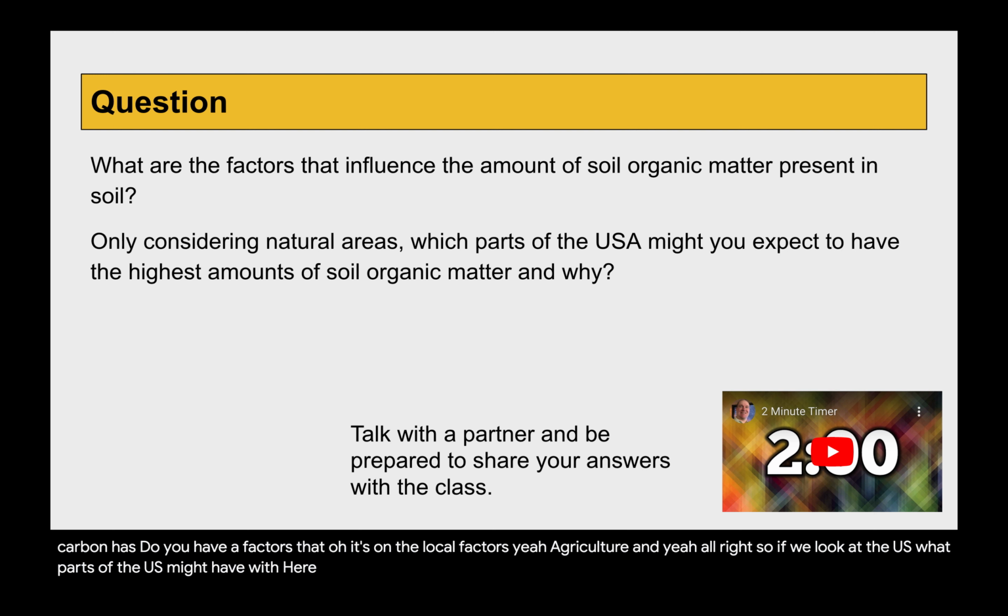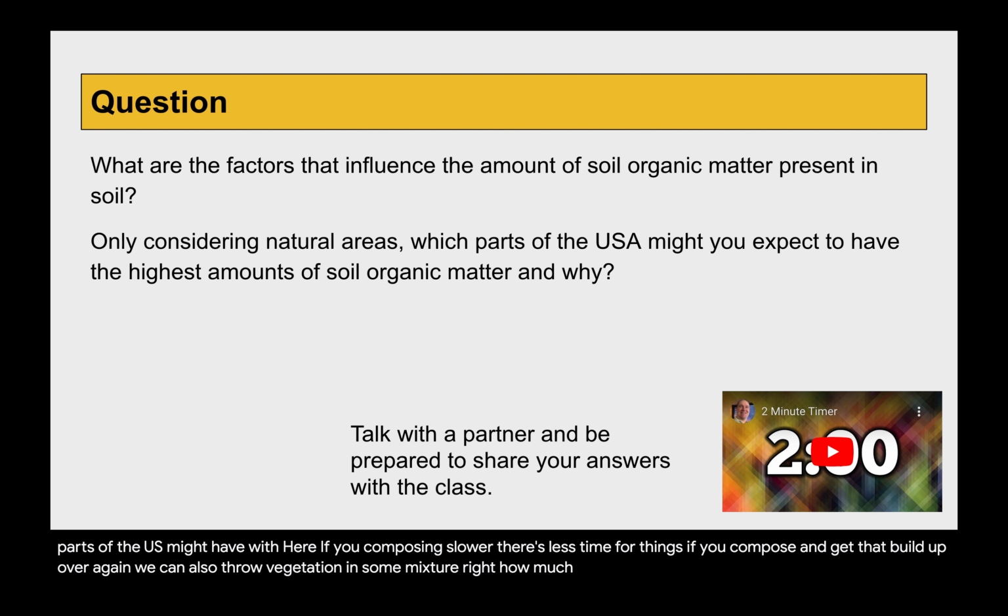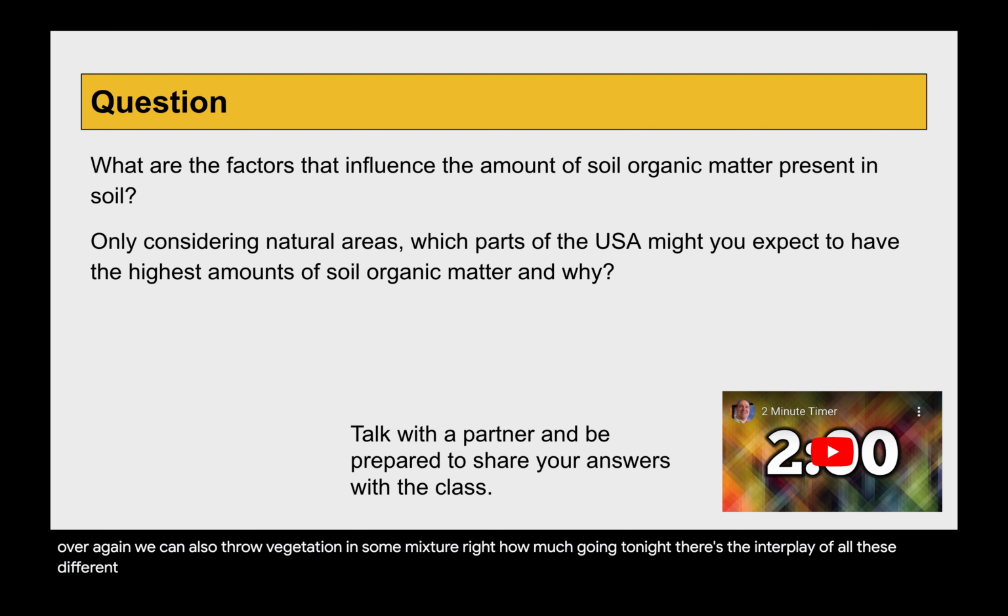There's less plants, they don't decompose, so there's more of them. Yeah, things are decomposing slower, there's less time for things to decompose. So you get that buildup of organic matter. That's one of the bigger ones here. We can also throw vegetation into the mixture. How much vegetation is actually growing? There's the interplay of all these different factors on one another. Any questions?